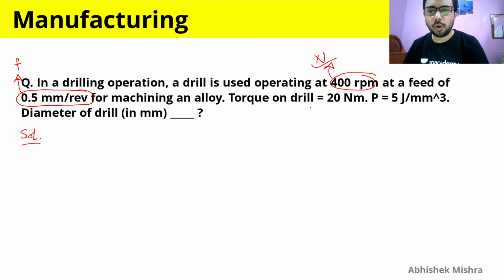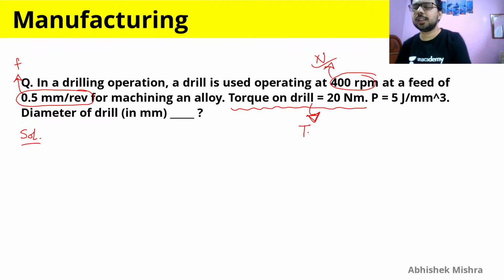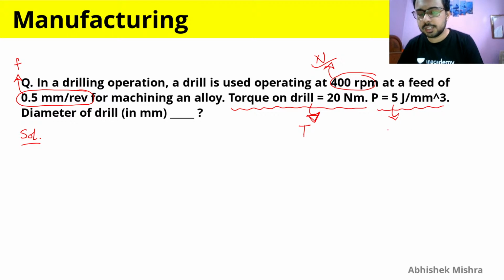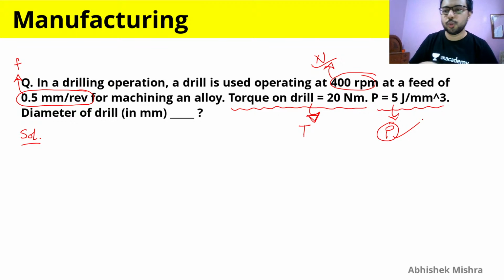And torque is given. Now you will think, why is torque given in this machining question, because when we were learning the topics in our normal classes, there was no torque involved. So why is torque here? Let's see. And here P is given. So P is basically the specific energy. So let's write it as P only. Specific energy unit is joule per mm cube, and the diameter of the drill is asked.